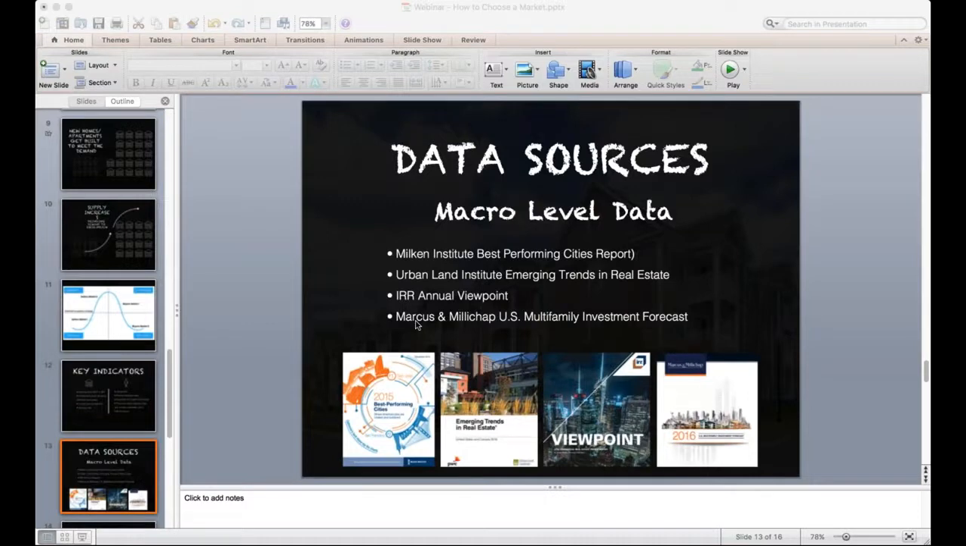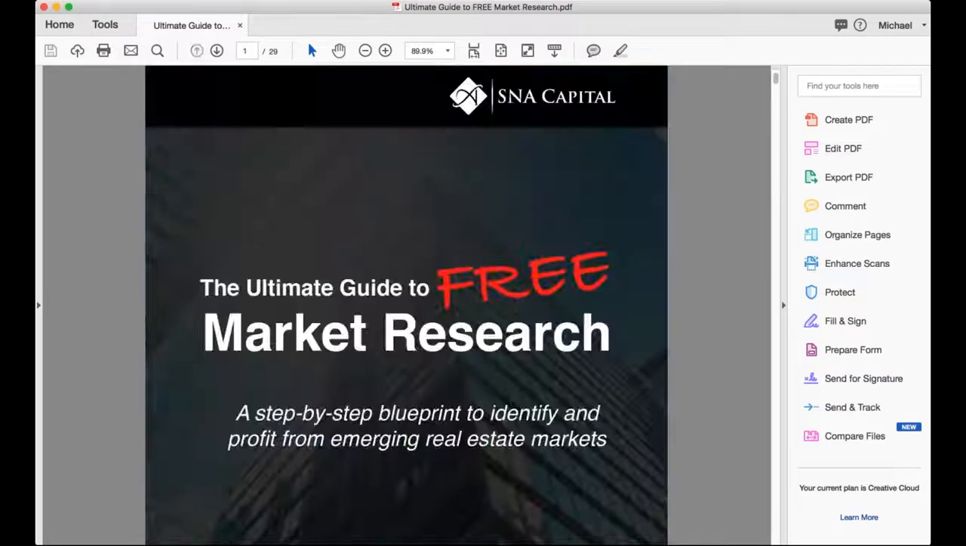The challenge that I found is that they cover mostly the major metro areas. So you've got Boston, Miami, DC, San Fran, all these major areas. But if you want to get into a secondary or tertiary market, you're not going to find too much. But these are great places to start from a macro MSA level. And let me see if I can pull this up. All right, are you guys seeing this?